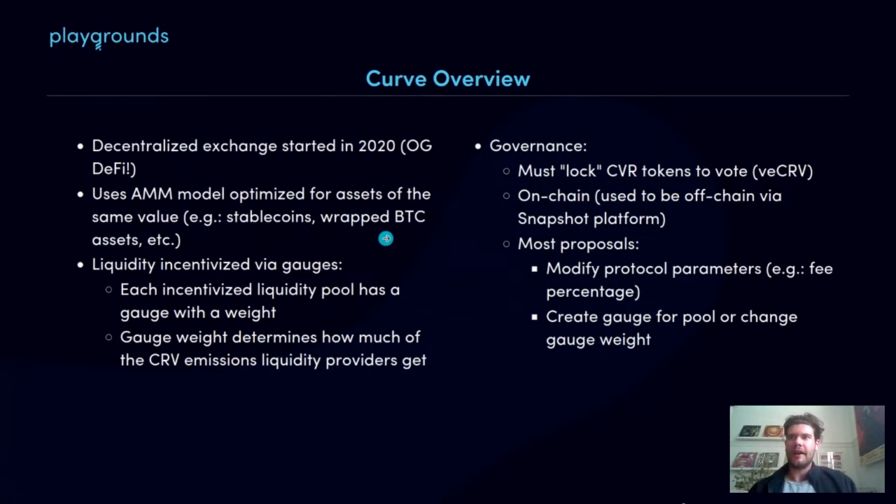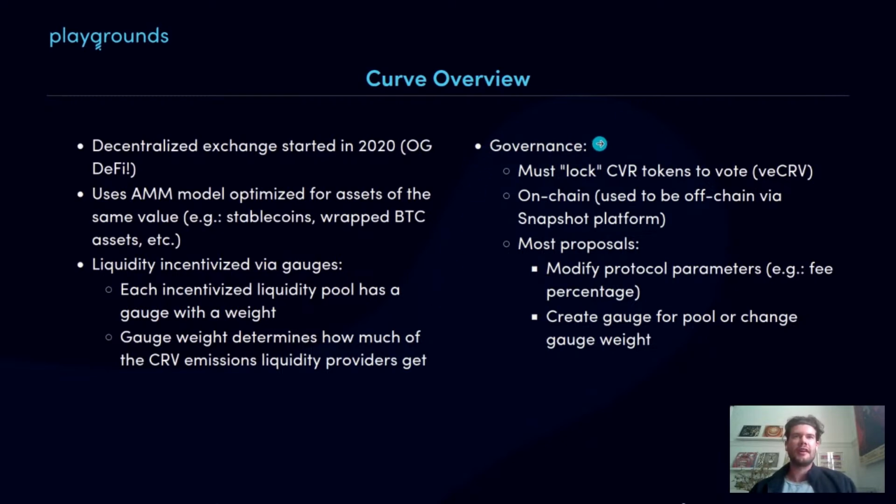In terms of how liquidity is incentivized on Curve, Curve developed this concept of gauges, where essentially each liquidity pool that the protocol wants to incentivize is given a gauge with a certain weight. And then based on the weight of all the gauges on the protocol, this determines how much of the Curve emissions liquidity providers for each pool will get. So there's a fixed amount of Curve that's emitted every block, and then that is distributed to the pools according to the weights of the gauges.